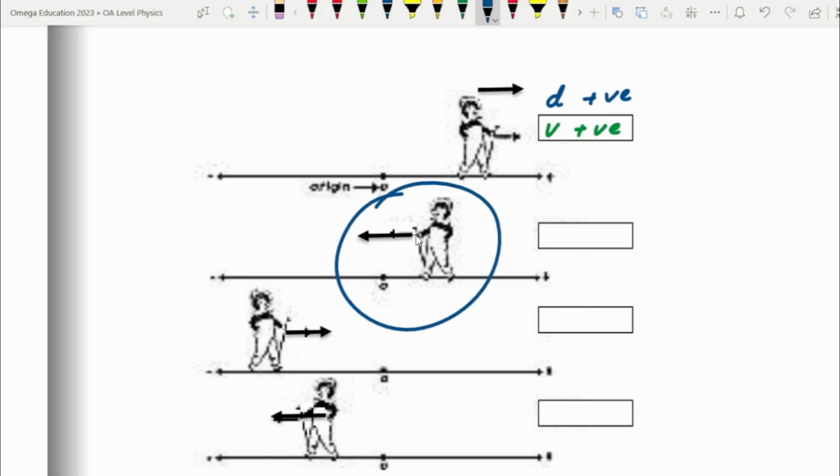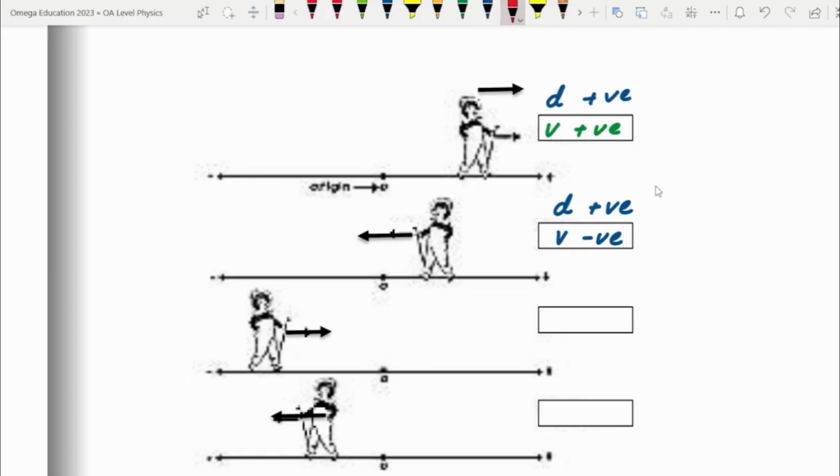Since you're moving on the left side, your direction of motion is towards the left side. That means your velocity is negative now. Negative. But can you tell me the direction of displacement? Should it be positive or negative? What about the sign for displacement? The displacement would be positive. Yes. Why? Because you're on the right side of the origin.